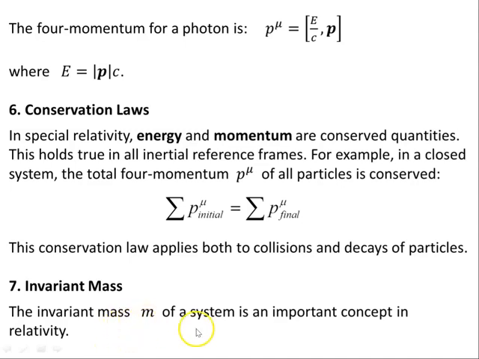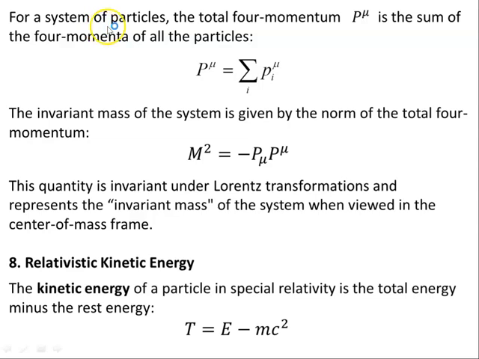The invariant mass m of a system is an important concept in relativity. This is the invariant mass. For a system of particles, the total four-momentum, we'll call that capital P mu, is the sum of the four-momentum of all the particles. So capital P, contravariant components mu, is the sum of all the four-momenta of the particles involved, for i being the number of particles.